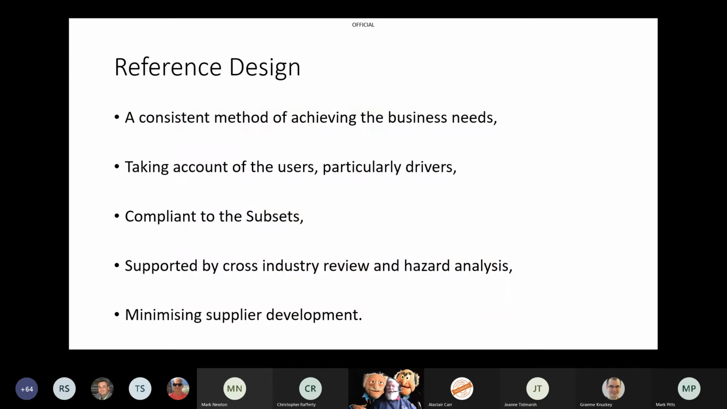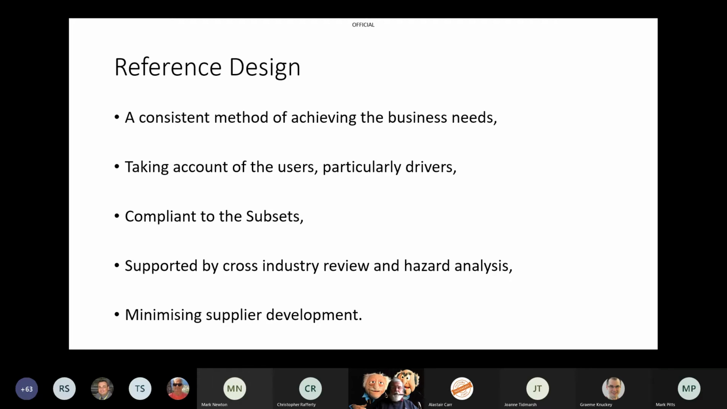So there are lots of ways that you can configure transitions. There are lots of ways that you can decide what to put in the priority tables. And one of the things that we have been working on for the last, well, a lot of years is something called a reference design. The whole idea being to be consistent about how we meet our business needs, make sure that our suppliers understand what we need. And that has to take account of all of the users and particularly our train driving colleagues.